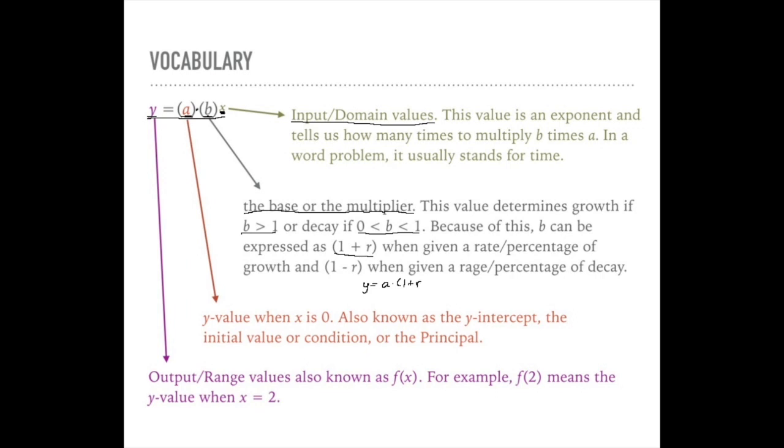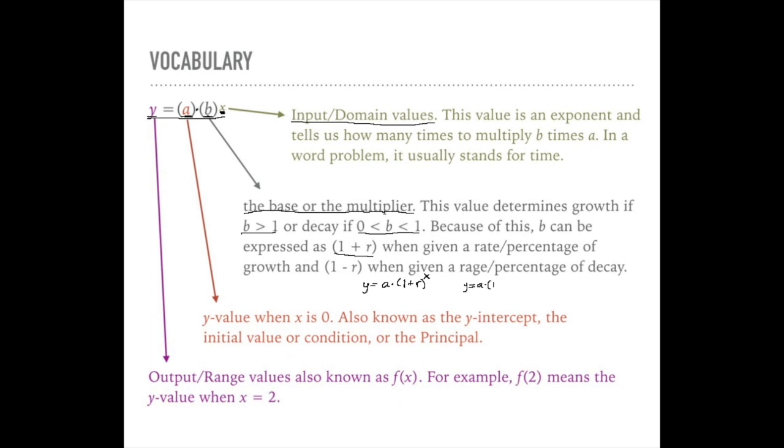and it'll look like this: a times 1 plus my rate, to the x power. That would determine your growth because we're adding to 1, which is the decimal value of 100%. So 100% of your value b plus whatever rate you want to add to that will be an increase. If it's decay, we're going to do the same exact thing, but the actual b value will be replaced with 1 minus r. 1 minus r. And that would be your rate of decay.